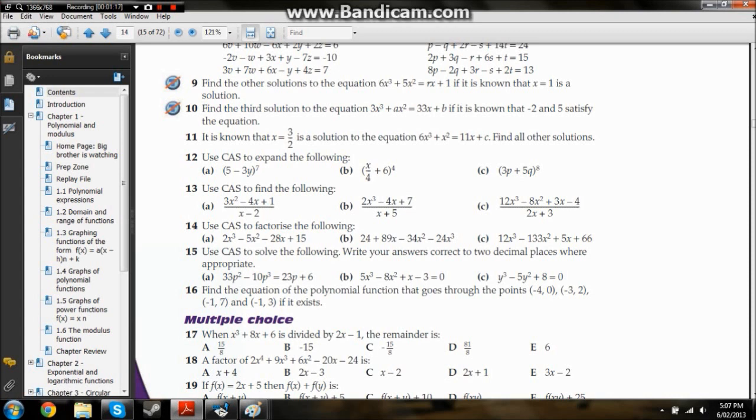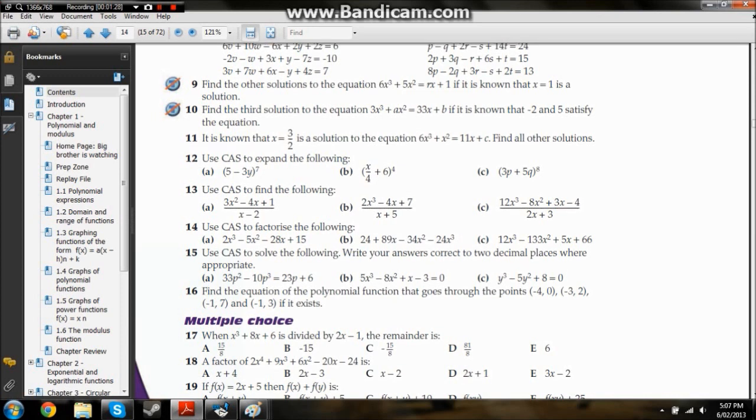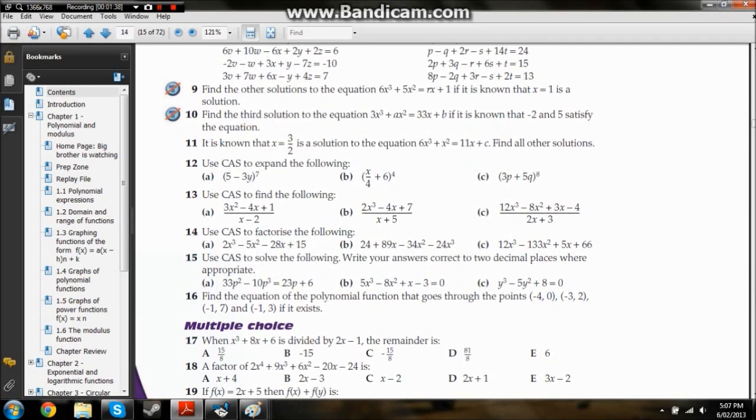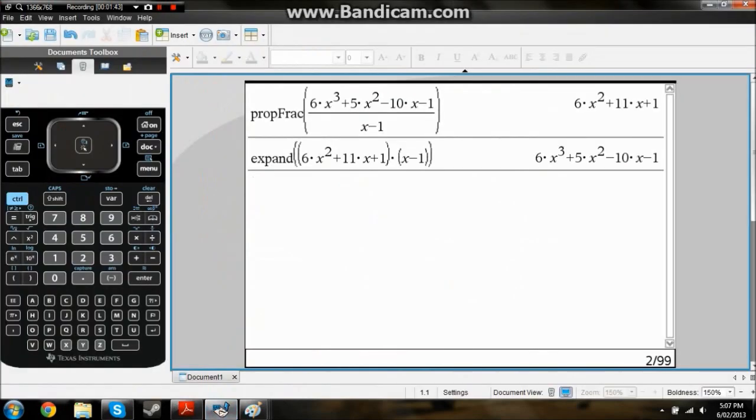And then the next step would be to get all the equation onto one side, so it will become 6x cubed plus 5x squared take rx take 1 equals 0. So basically the next step is to do long division, but I can't draw in paint. I've just gone into the CAS calculator software on my computer, and I'm just using the propfrac function.